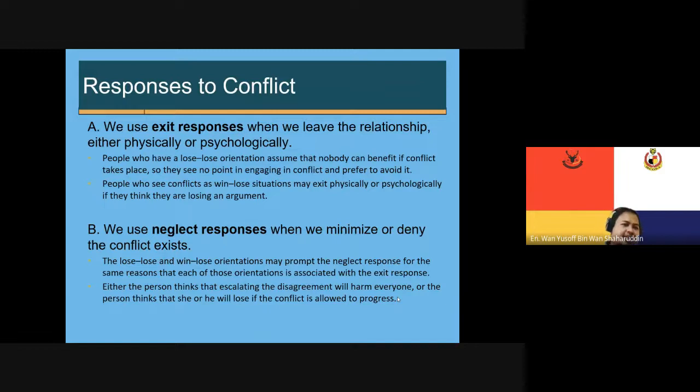Not to say that conflict is all about arguments, but for us, conflict is more of arguing about things which are improper, things which are negative, or things which should be changed in a relationship. So you need to deal with the conflict, rather than using exit and neglect responses. You need to go into the conflict and try to solve the issues that you are having with your friends or partners.